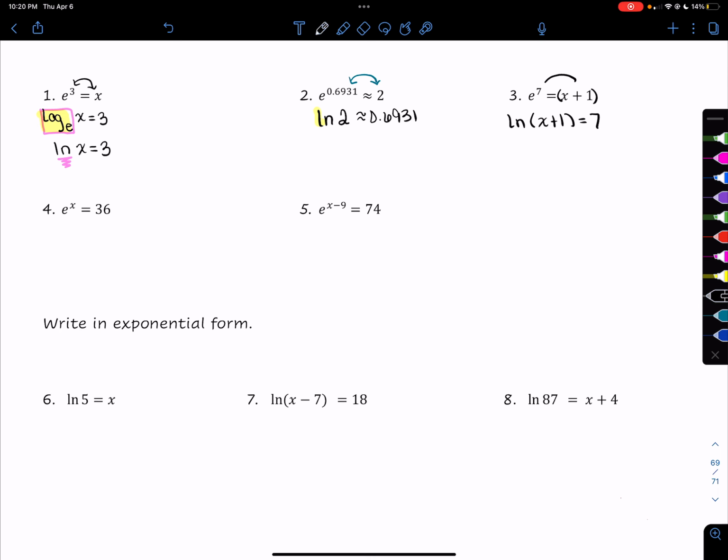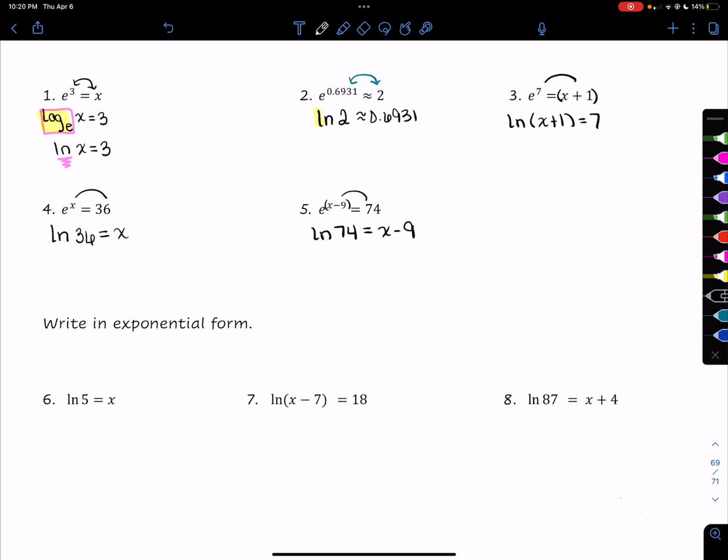Okay, number 4. On this one here, base e, so I know that I'm going to have a natural log of 36 is equal to x. So e to what power gives me 36? All right, on this one here, base e, x minus 9 and 74 are going to swap locations. So natural log of 74 is going to be equal to x minus 9.